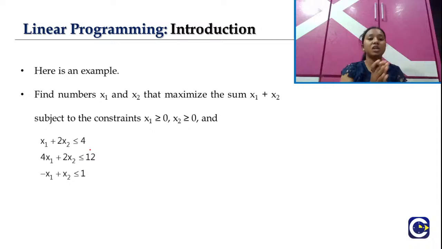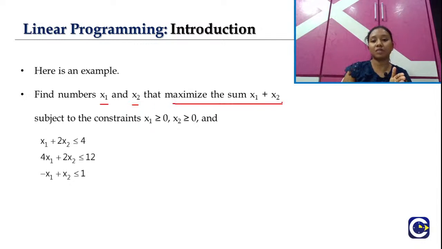So here is the example. Here you can see: find numbers x1 and x2 that maximize the sum x1 plus x2. So this is our major function which we are maximizing. Here they are talking about only maximizing, so the sum of x1 plus x2 will be our major linear function that we are going to maximize.